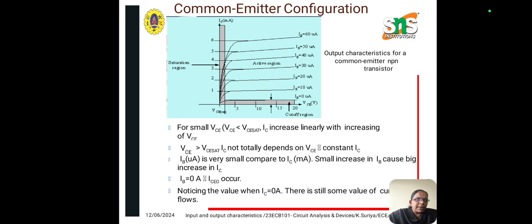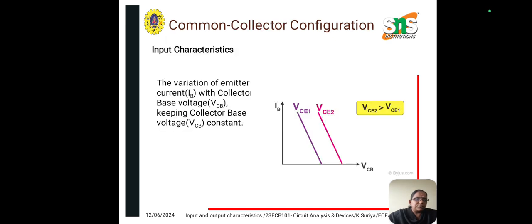IB will be in microamps, a very small current compared to IC in milliamps. Small increase in IB causes a big increase in the current IC. When IB is equal to 0 amps, ICEO occurs. Now noticing the value when IB is equal to 0 amps, there is still some value of current that is flowing. Next is the common collector configuration.